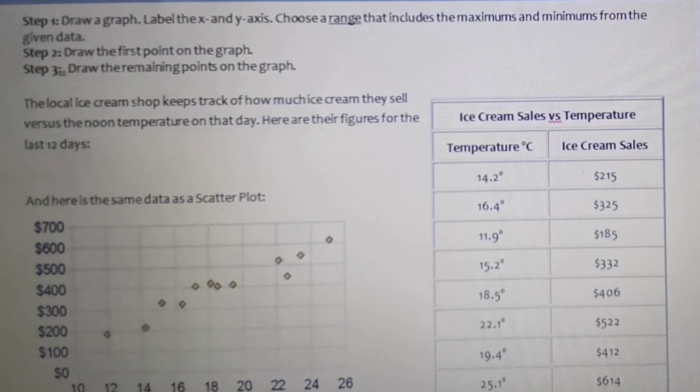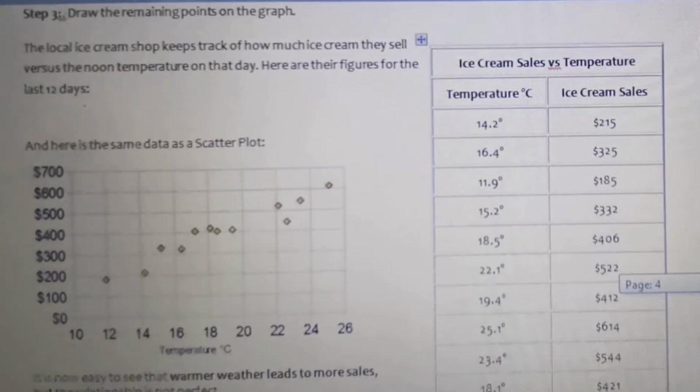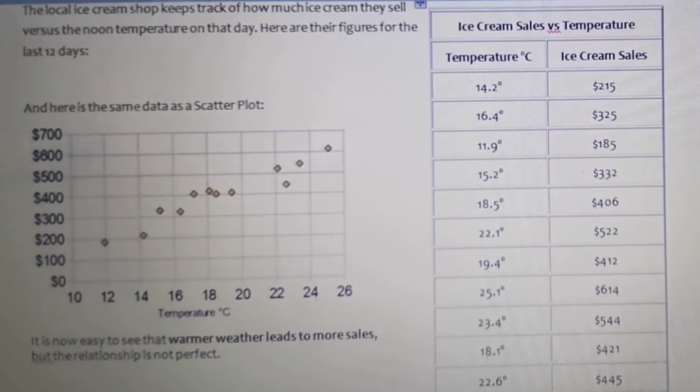Example: this is the data that you will be using here, the ice cream sales versus the temperature. If the temperature is high or low, would that affect the sales of your ice cream? Using the data, you are going to plot that in a scatter plot. So it is now easy to see that warmer weather leads to more sales.